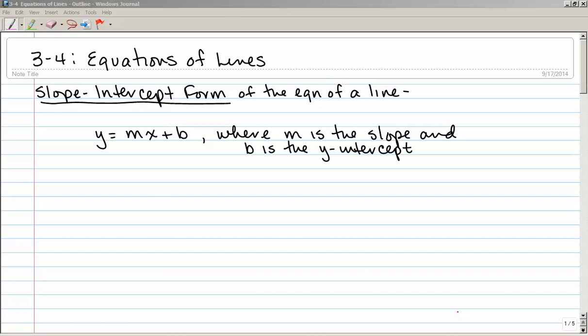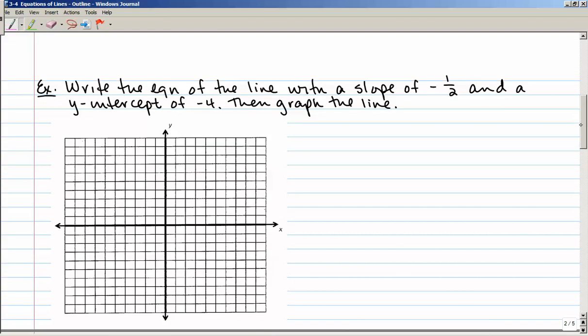Section 3.4 is on equations of lines. Recall from Algebra 1 that slope-intercept form of the equation of a line is y equals mx plus b, where m is the slope of the line and b is the y-intercept. Let's take a look at an example.